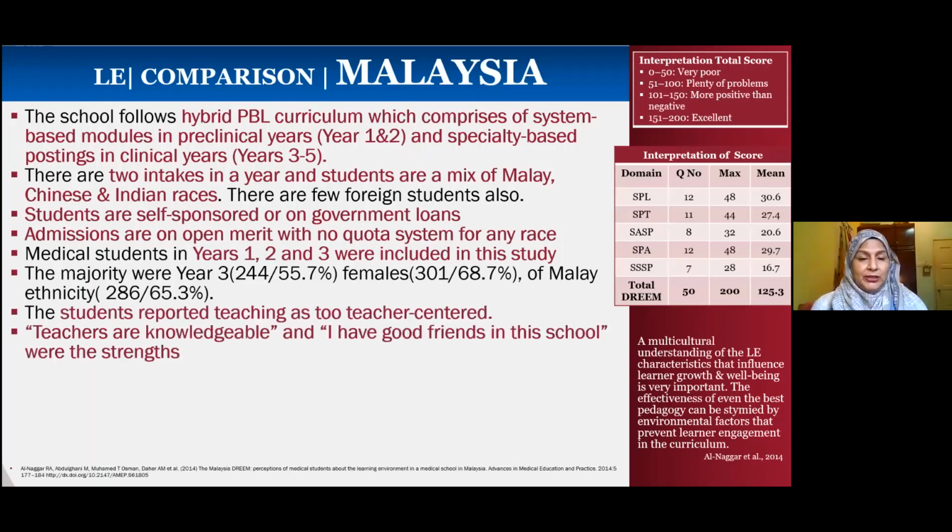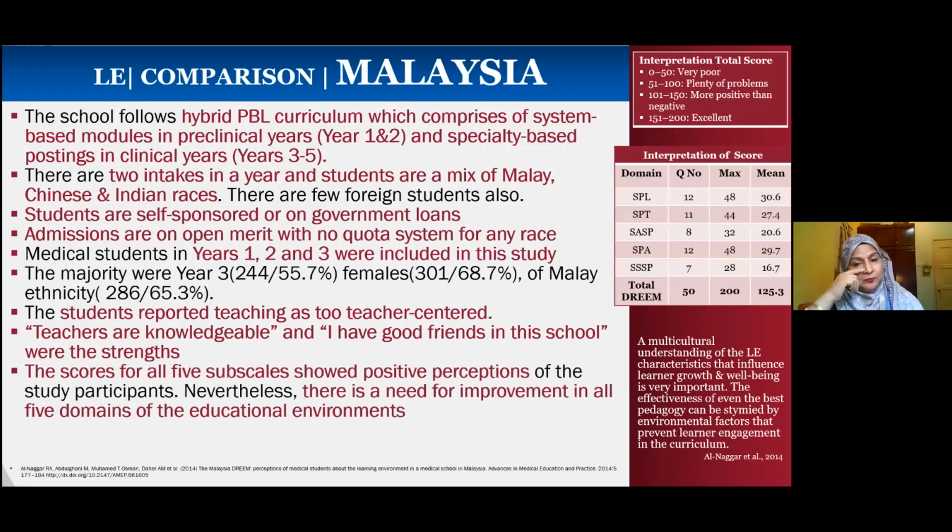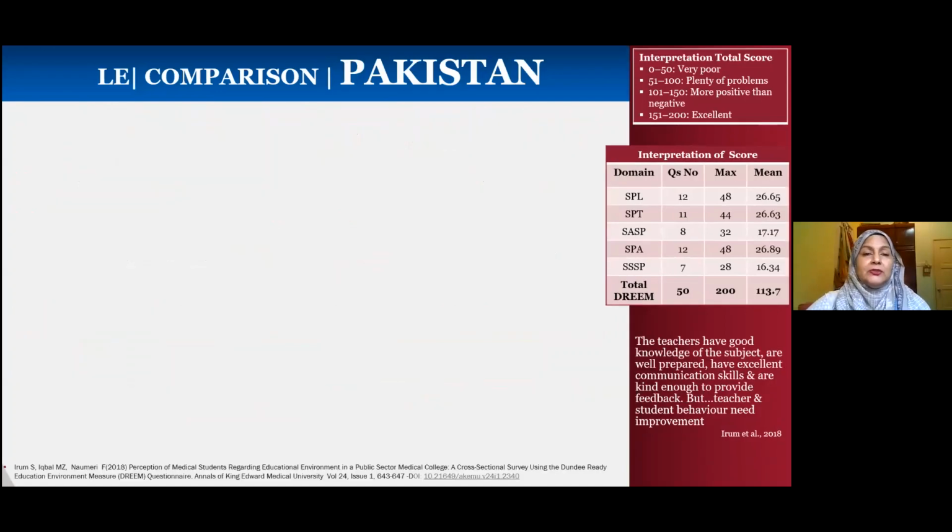The students reported teaching as too teacher-centered. The teachers are knowledgeable and have good friends in the school. These 3 were their strengths, in which they scored more than 3. The scores for all 5 subscales showed a positive perception of the study participants. Nevertheless, there is a need for improvement in all 5 domains of the educational environment, was their conclusion.